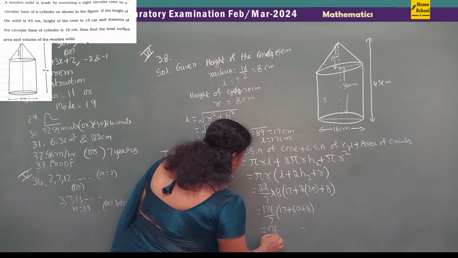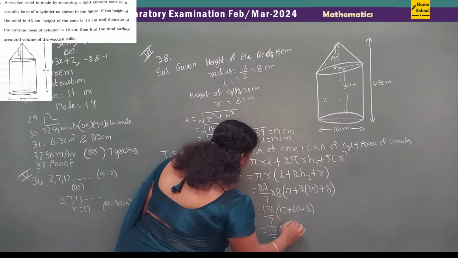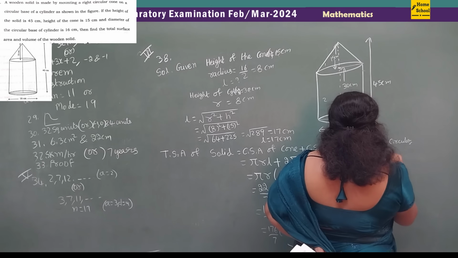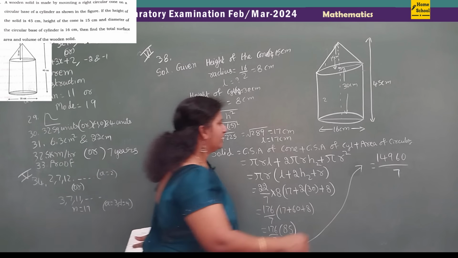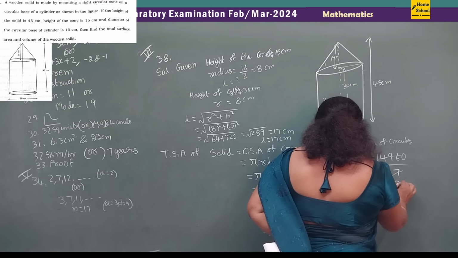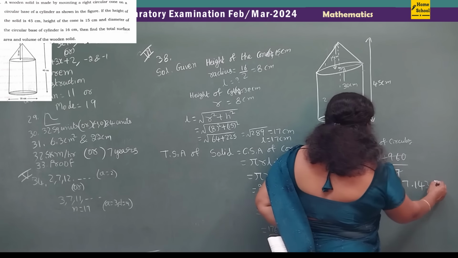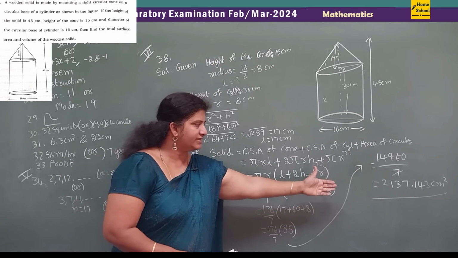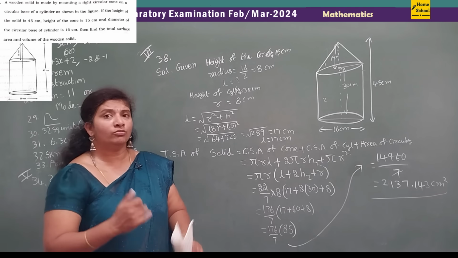That will be 176 by 7 into 85. Now multiply these two, 176 into 85. That will be 14960 by 7 you are going to get. Then again, divide this. You are going to get 2137.143, and so on. So you can end with centimeter square. Therefore, the total surface area of the wooden solid is 2137.143 centimeter square.